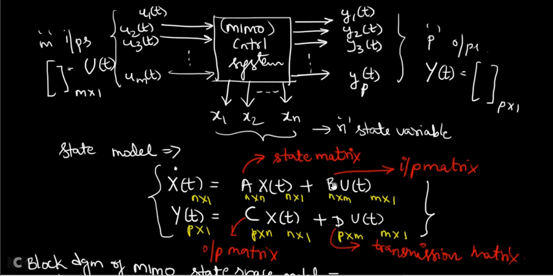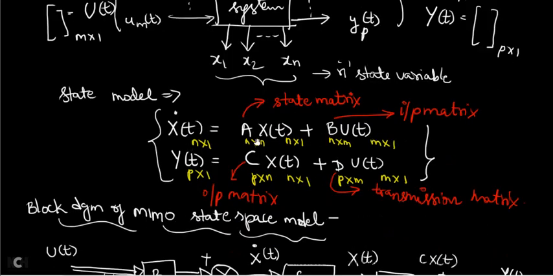Capital A is the state matrix, capital B is the input matrix, capital C is the output matrix, and capital D is the transmission matrix. These are just the names given for the A, B, C, D matrices and vectors. Okay, now the sizes I have written.